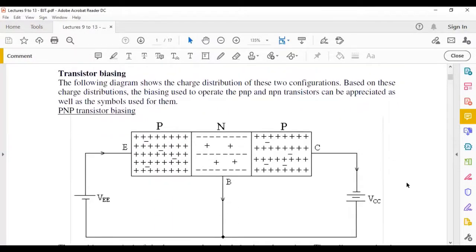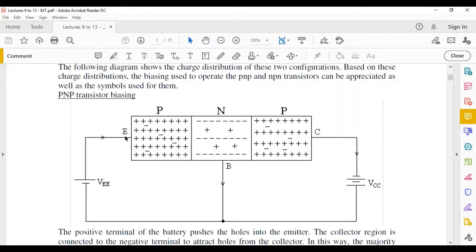Now let's take the PNP transistor to start off. We know the P type has positive majority charge carriers. As we said earlier, the N type has electrons as majority charge carriers, and again P is the same. We do have minority carriers in both cases. We've explained why they are present. So we always have some minority carriers, but the main flow of charge would always be due to the majority charge carriers.